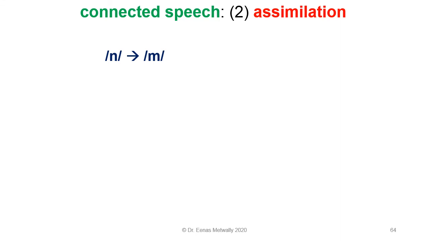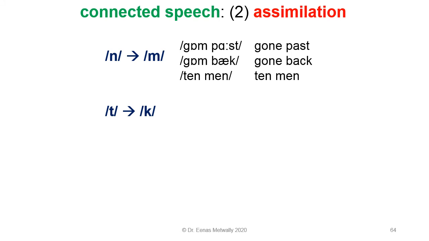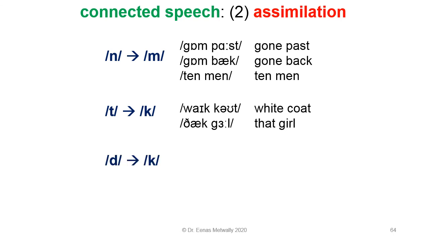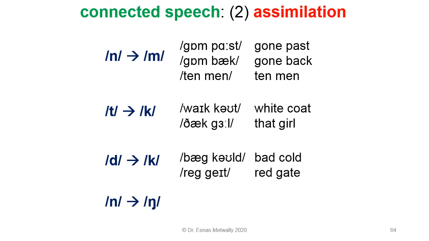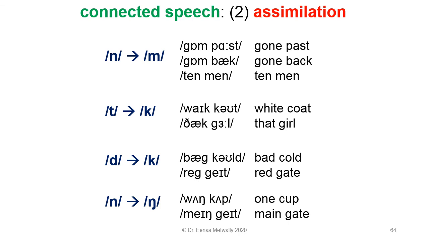N and M are voiced nasals. The place of articulation is different, but the M affects the pronunciation of N at the end of the previous word. So we say gone past, gone back, ten men. T and K are voiceless plosives. A word that ends with a T is affected by the following word if it starts with a K. White coat, that girl. D and K: bag cold, red gate. And N and N: one cup, main gate.